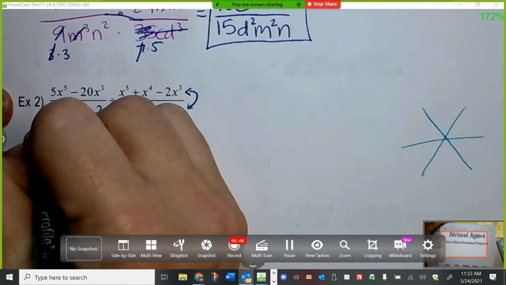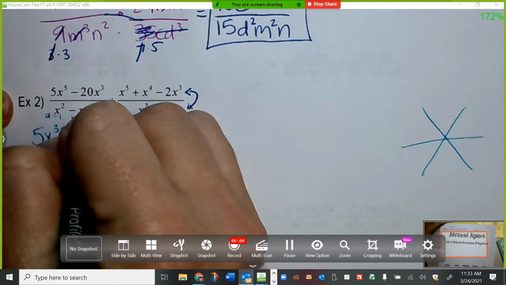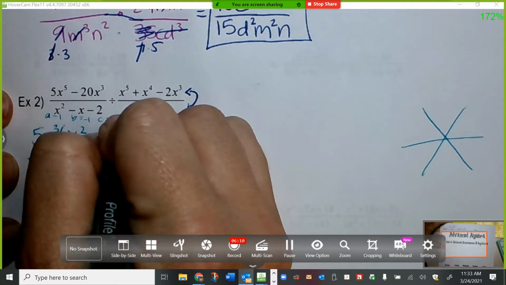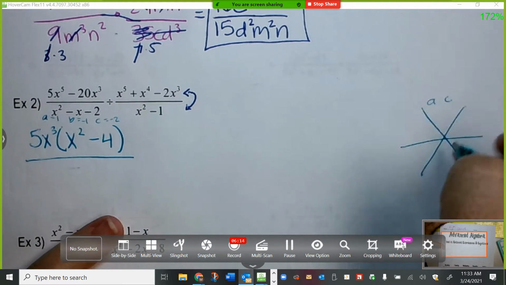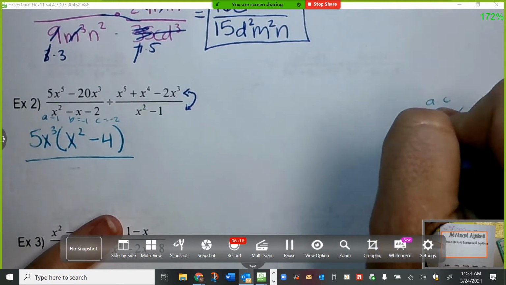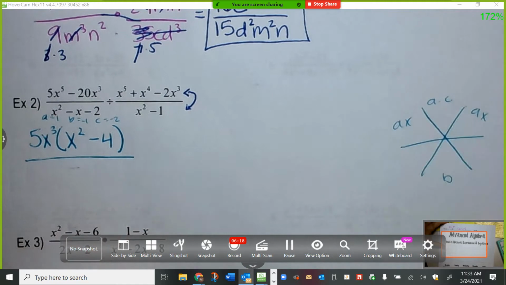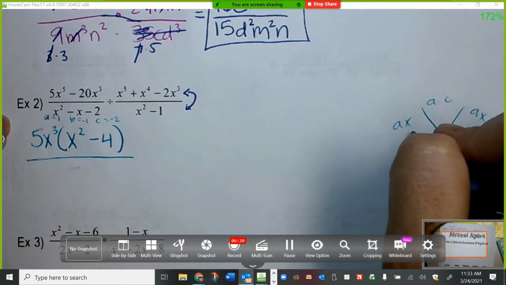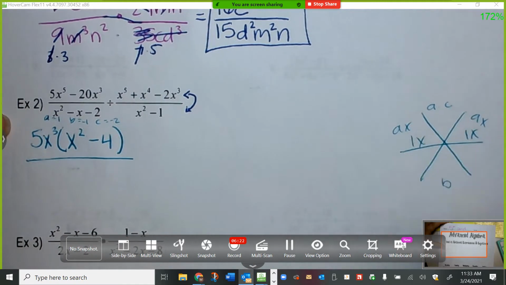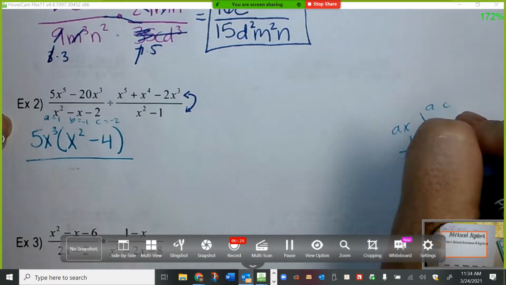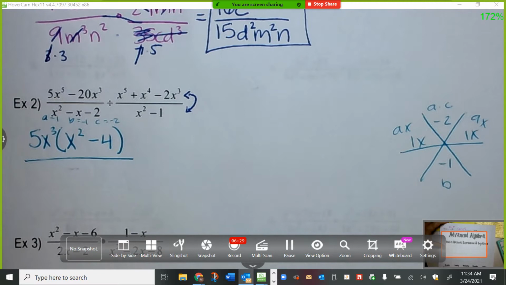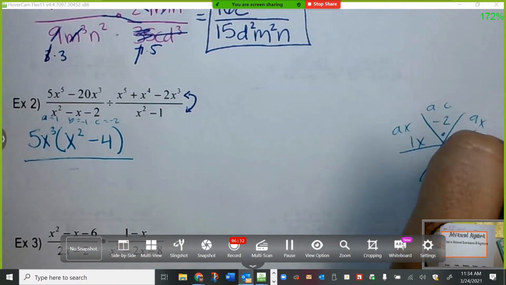And I want you to realize that A is 1, B is negative 1, and C is negative 2. Remember, it's A times C, B, AX, AX. So A is 1, so I have 1x, 1x. B is negative 1. And then 1 times negative 2 is just negative 2. What multiplies to give me negative 2 but adds to give you negative 1?